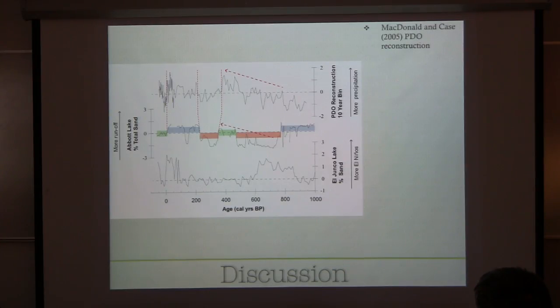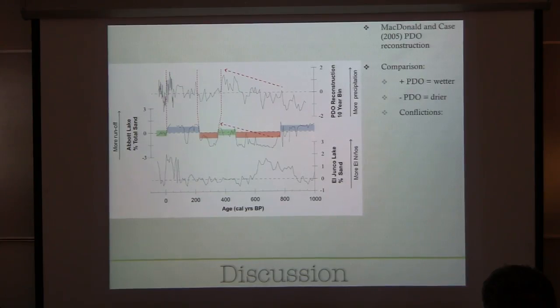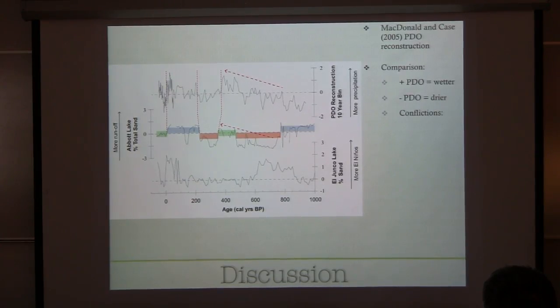We used, for focusing first on the PDO, we looked specifically at the McDonald and Case 2005 PDO reconstruction based on Pinus flexilis trees. And when we did so, we found that positive PDO translated to wetter conditions, and negative PDO is correlated to drier conditions. And that kind of makes sense because with a positive PDO, we weaken that pressure system. We have a lower jet stream, so we get more storms. With a negative PDO, we strengthen the pressure system. We have a more northern jet stream, and we have fewer storms. But it's not 100%. There are some areas where it doesn't necessarily agree.